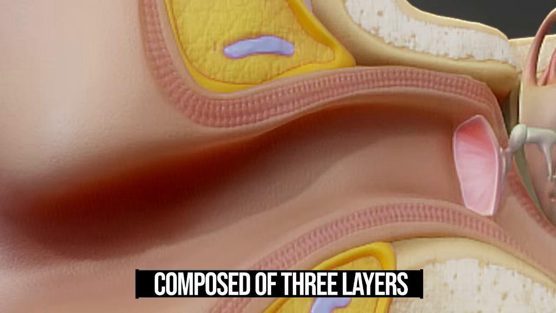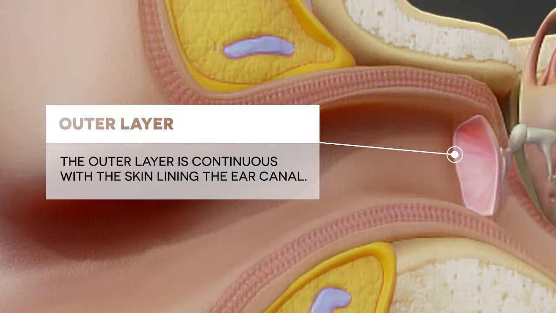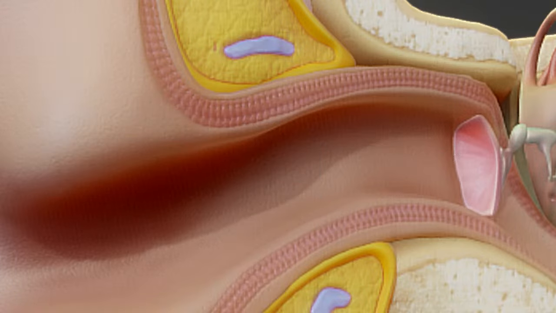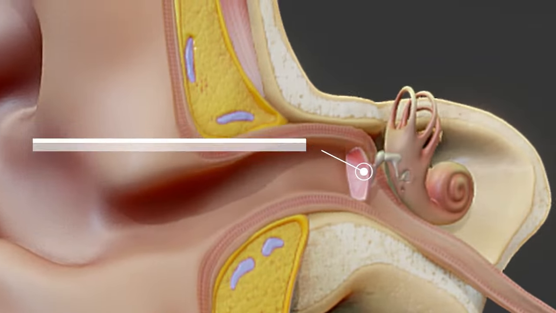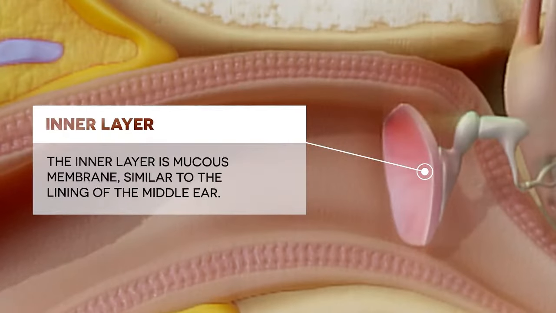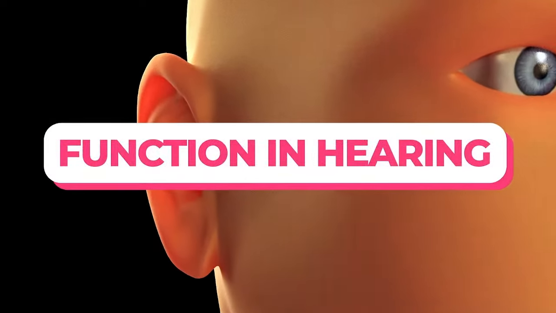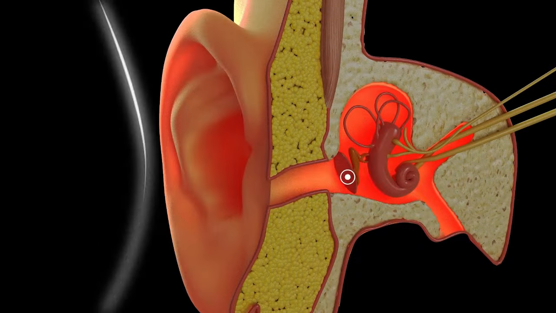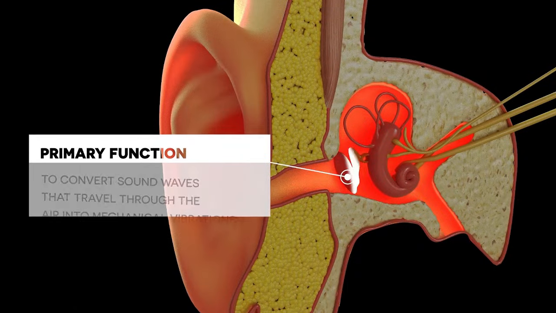The membrane is composed of 3 layers. The outer layer is continuous with the skin lining the ear canal. The middle layer is fibrous and gives the eardrum its strength and ability to vibrate. The inner layer is mucous membrane, similar to the lining of the middle ear. Function in hearing. The primary function of the eardrum is to convert sound waves that travel through the air into mechanical vibrations.